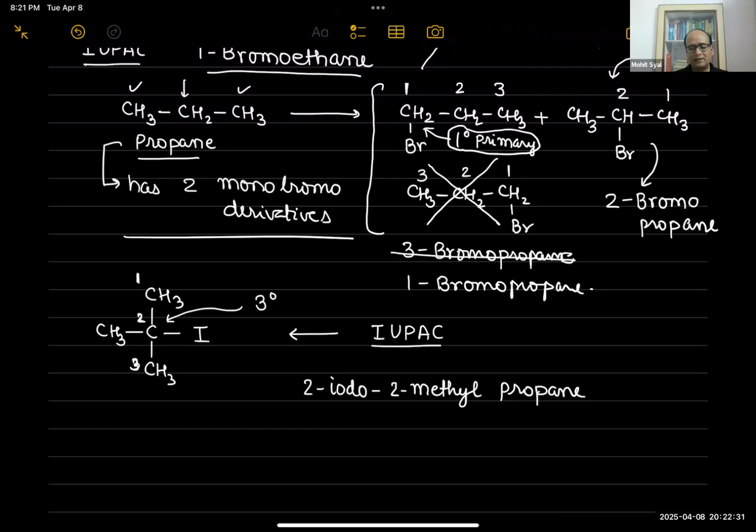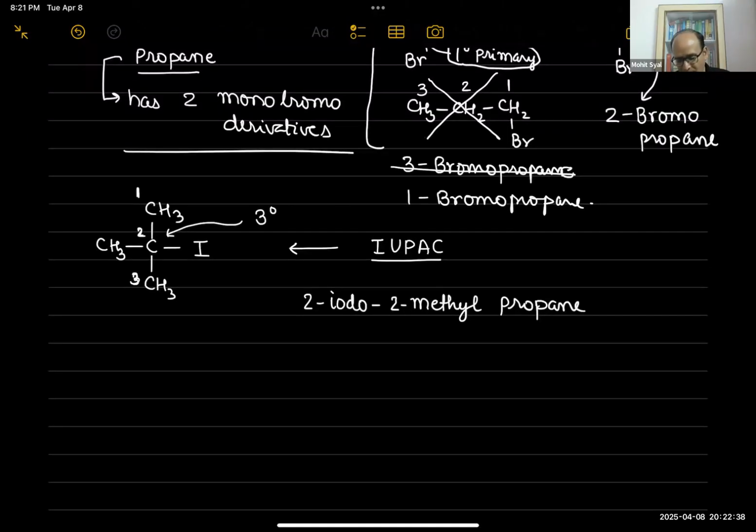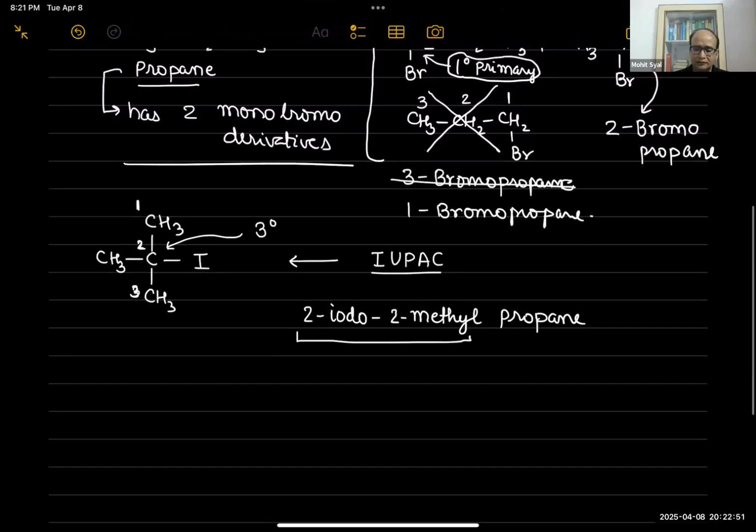Is that clear to all three of you? Zainab, Ibrahim, and Jasmine. Yes, sir. So these are known as prefixes. They are written in alphabetical sequence, irrespective of their numbers. Got it? Clear?